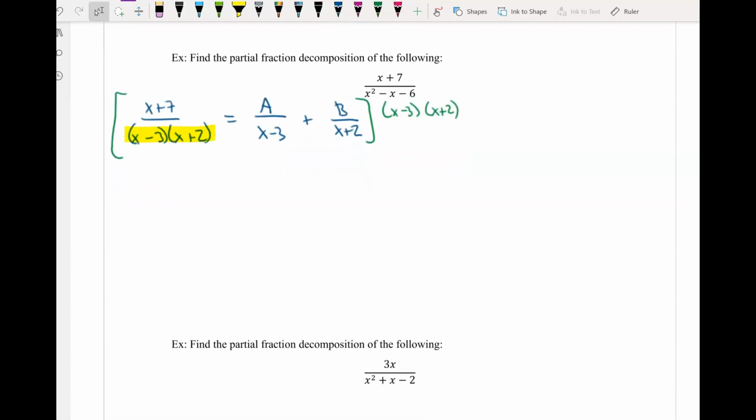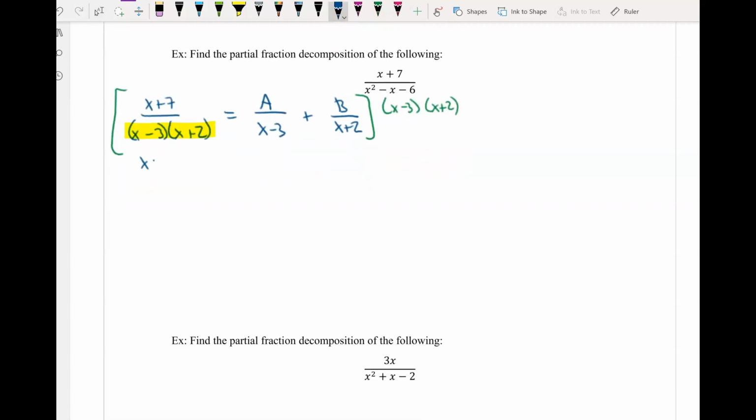So I'm going to go ahead and write it out. I get x plus 7 divided by x minus 3, x plus 2. I'm going to write everything the same.